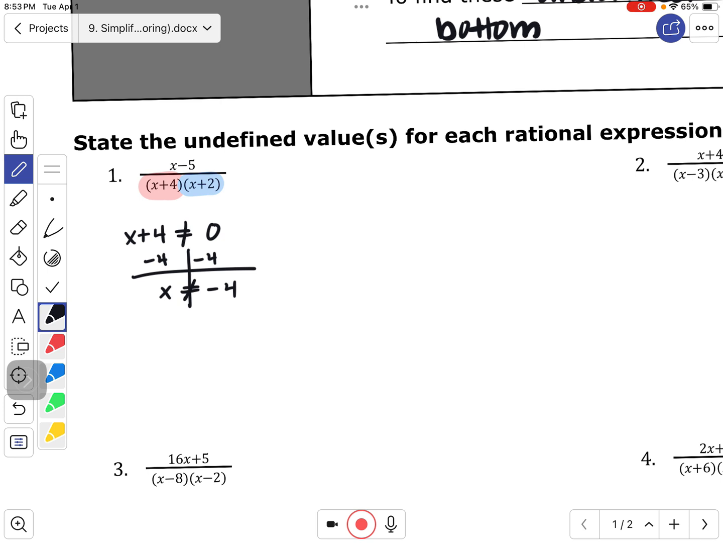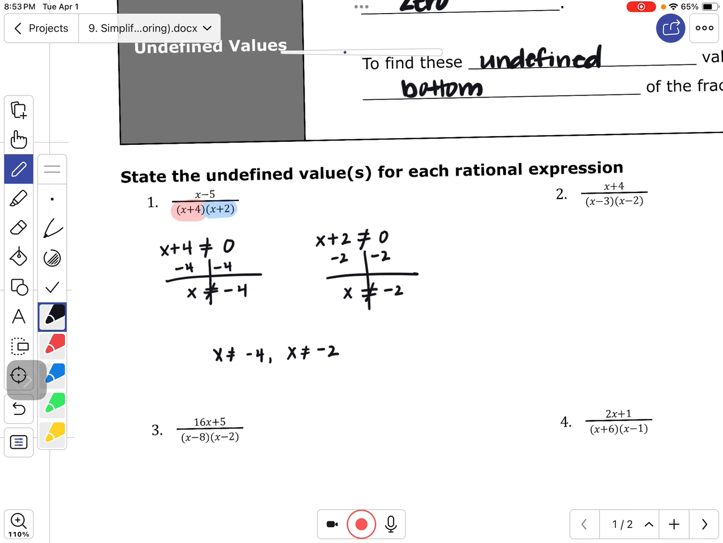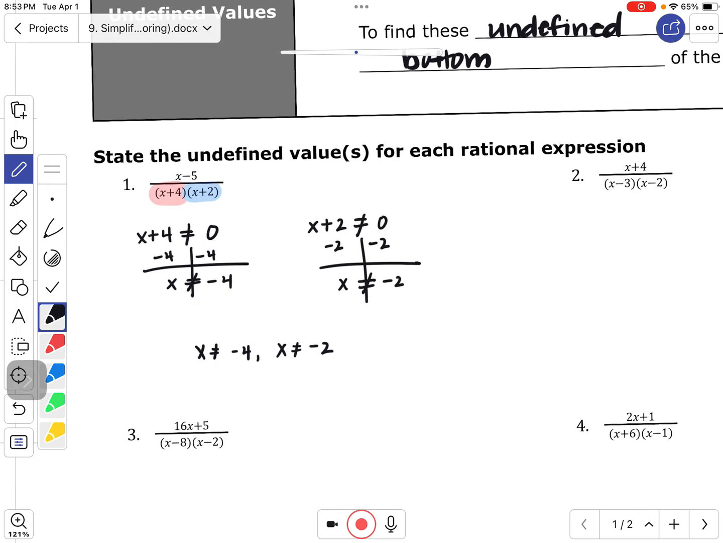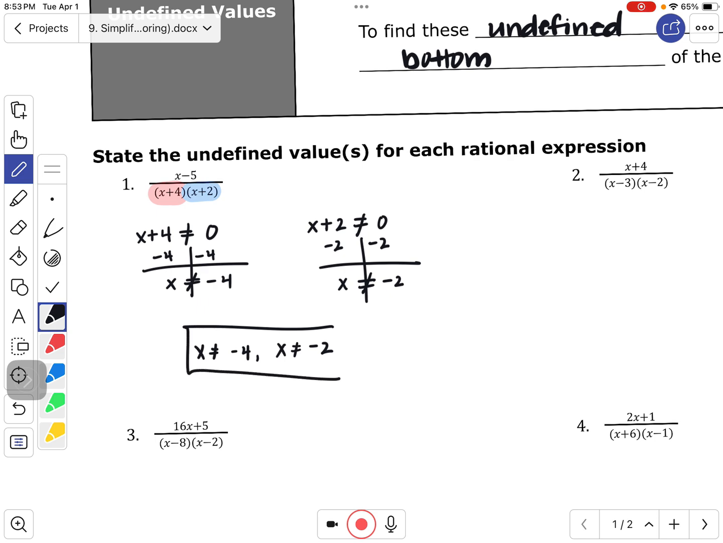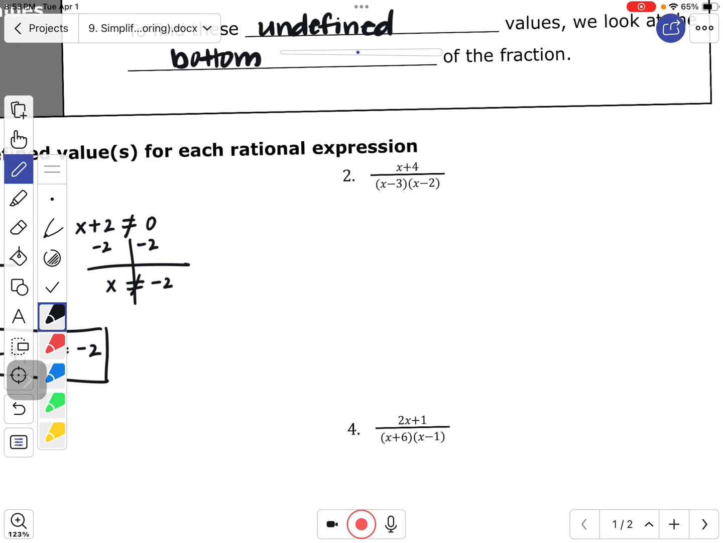Okay, I'm going to do the same thing with the other one. So I have x plus 2, and I'm going to say cannot equal 0. To get rid of that plus 2, I'm going to subtract 2 and subtract 2. Then I'm left with x on my left side cannot equal 0 minus 2, which is negative 2. So I can say x cannot equal negative 4, and x cannot equal negative 2. Our directions are just to state the undefined value for each rational expression, so we're done there.